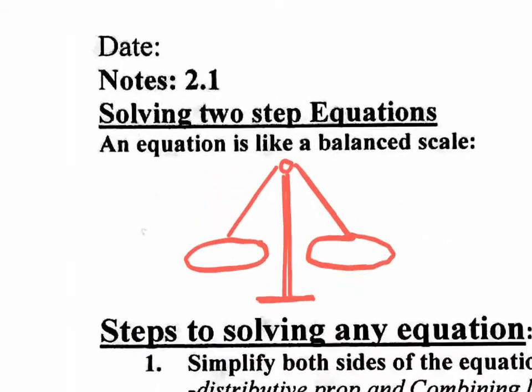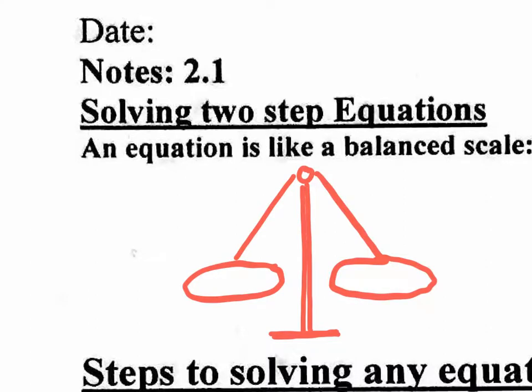First of all, we want to state that the title up here, 2.1, is not correct. That should be 2.2, 2.3. So let's scratch that out. Let's put notes 2.2, 2.3. This is solving one and two step equations. And we already started doing 2.2 yesterday. We're moving on to 2.3 today.